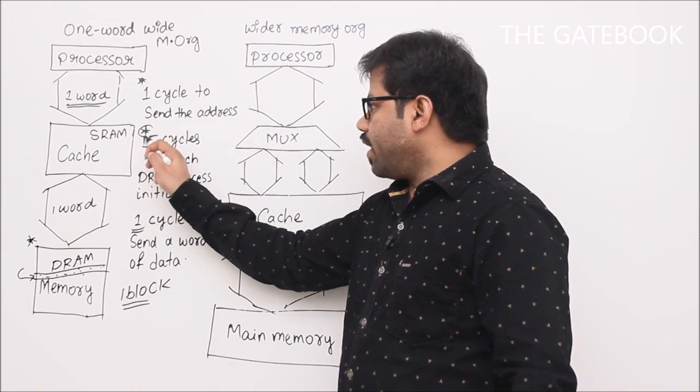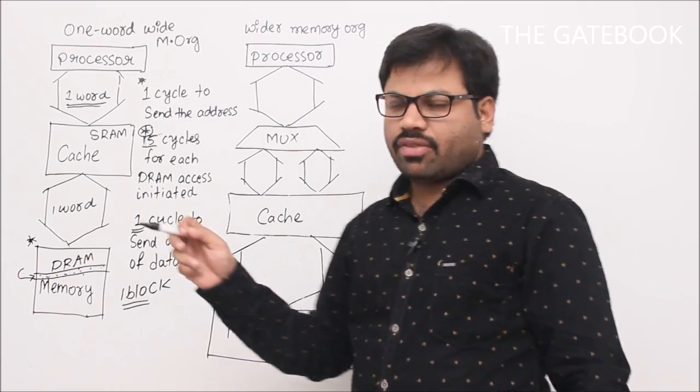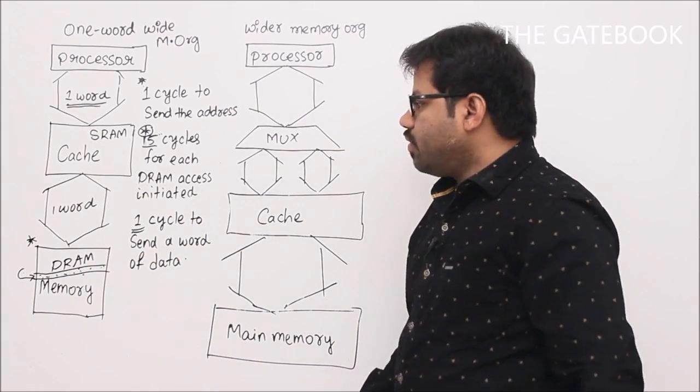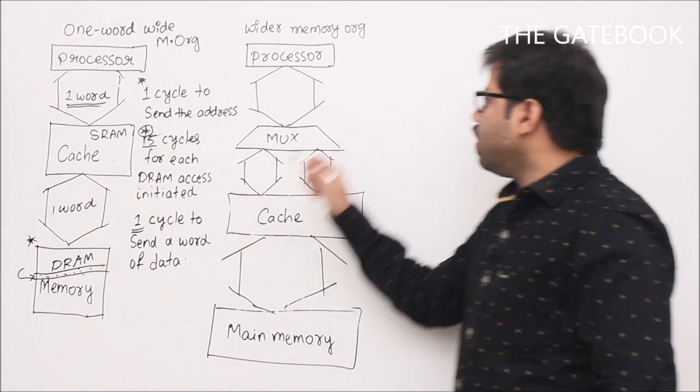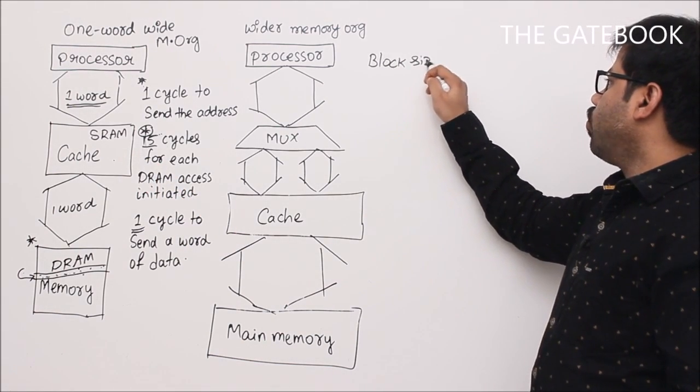So this is the bottleneck. We have to reduce it. Now for this design, we will see how much time it will take, so let us calculate that. Very simple. Whenever there is a cache miss, I am assuming the block size is, let's say, 4 words.